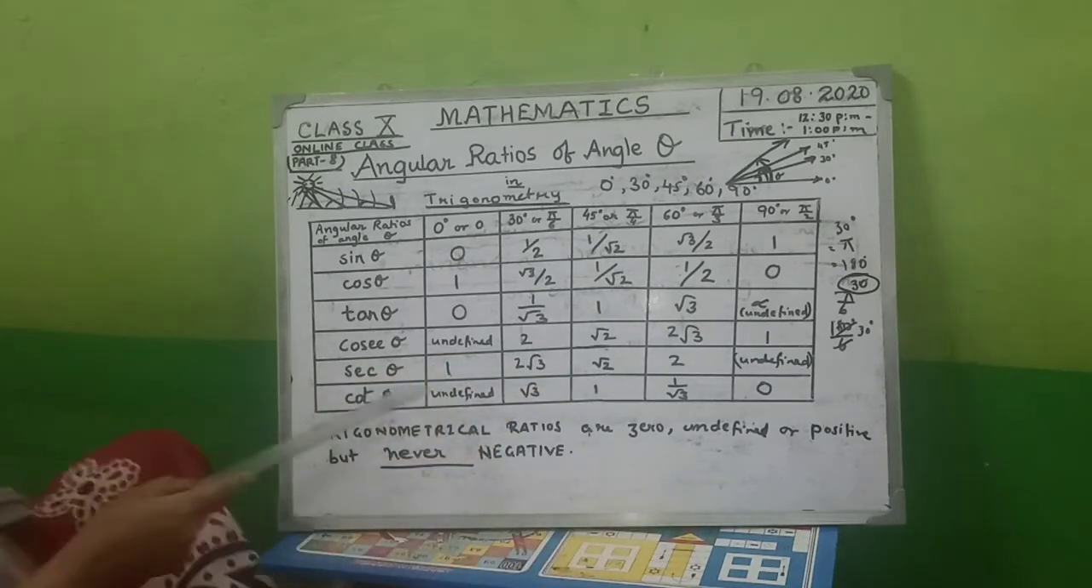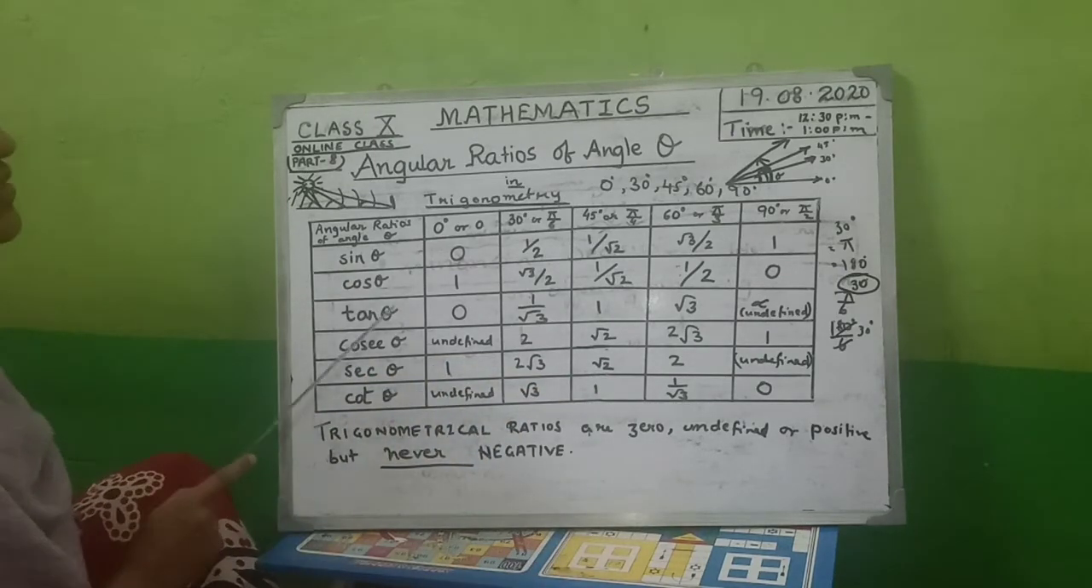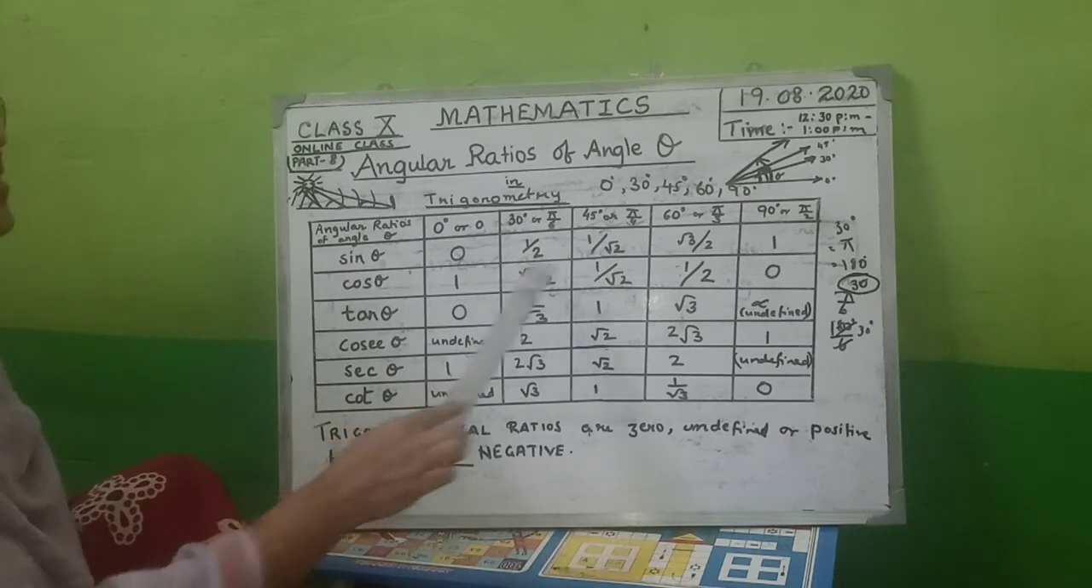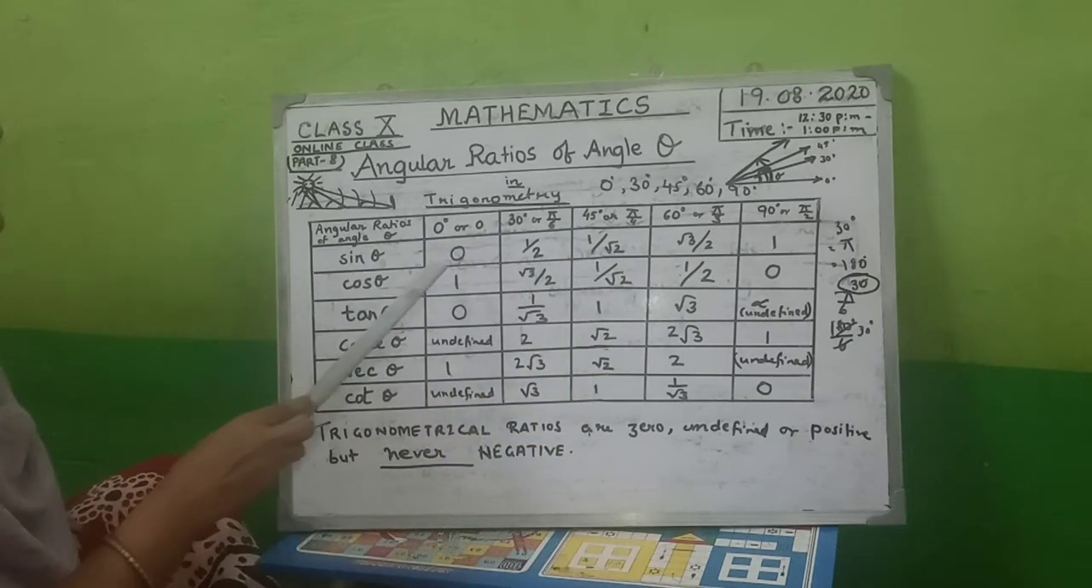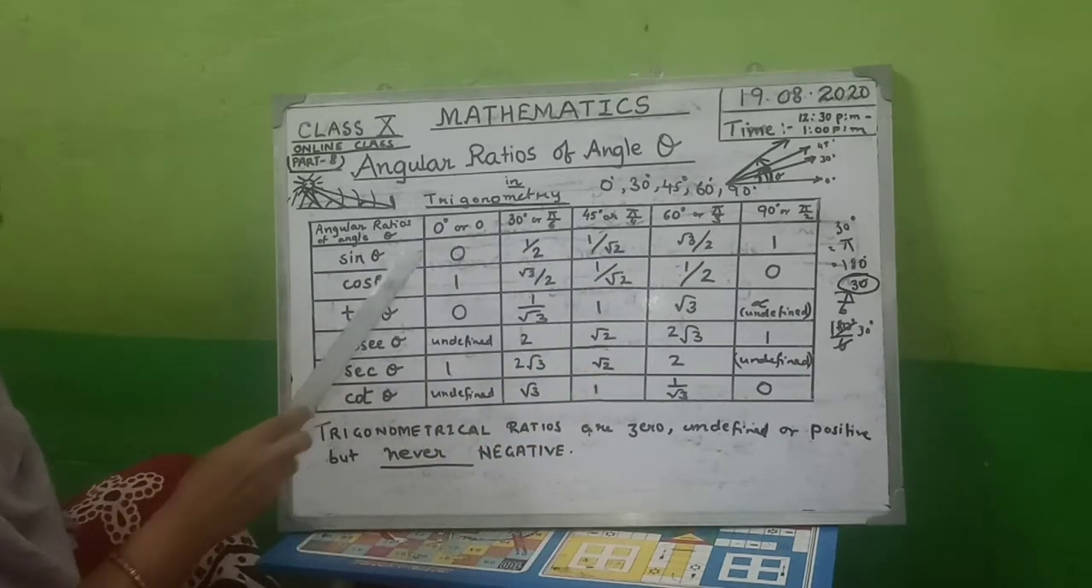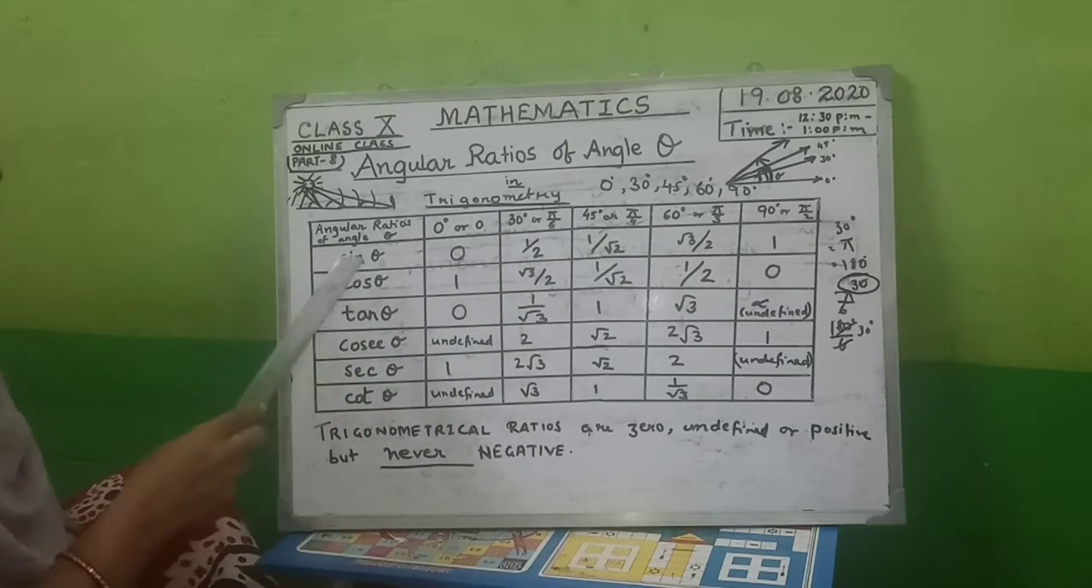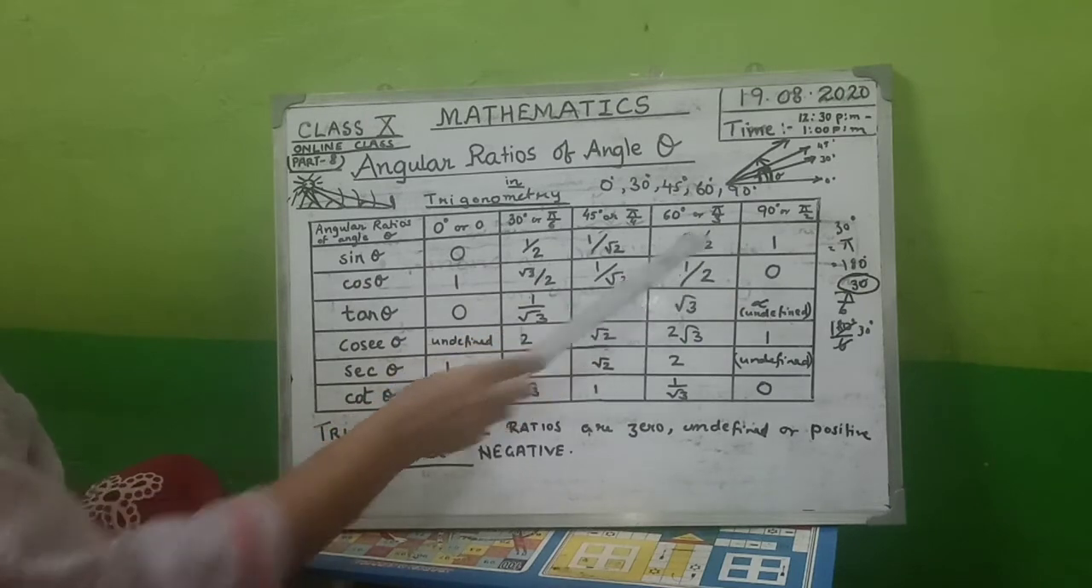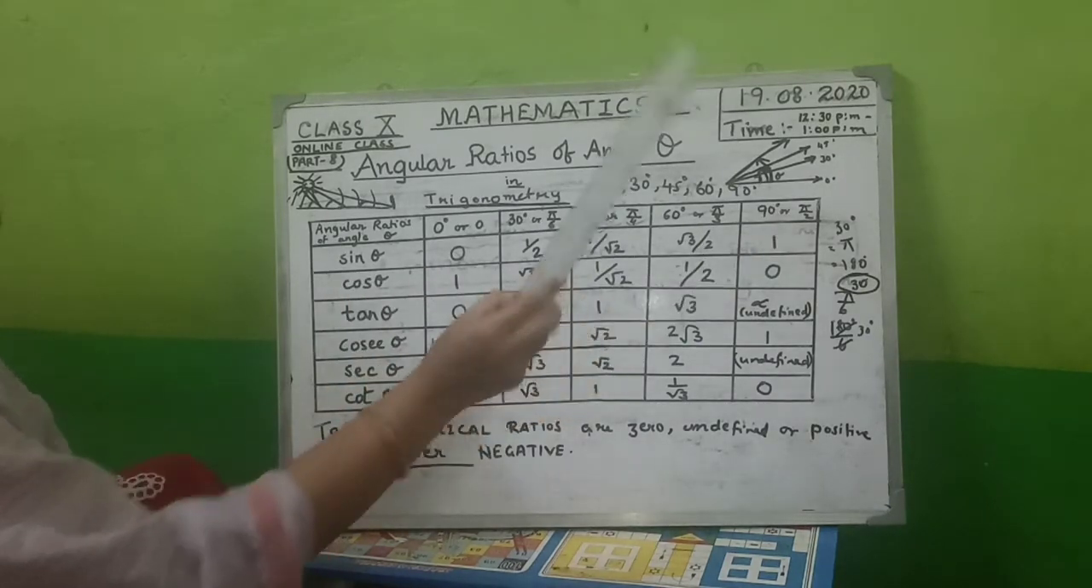Now coming, you have to remember these three. And there is a very easy trick I told you. Sin theta: sin 0 is 0, sin 30 is half, sin 45 is 1 by root 2, sin 60 is root 3 by 2 and sin 90 is 1.